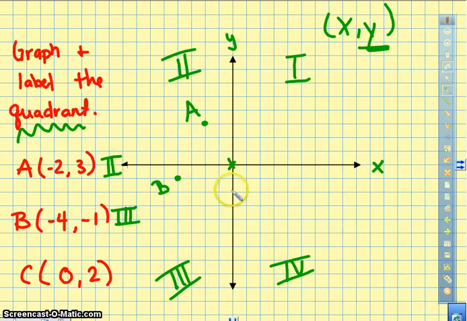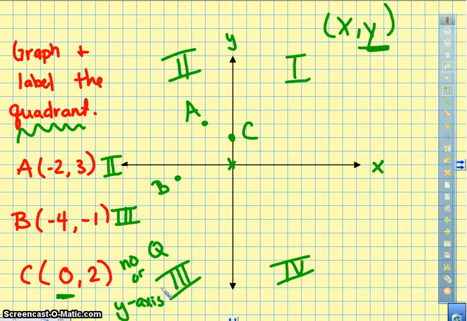Point B lies in the third quadrant. For point C, I start at the origin. Since my x is 0, I do not go right or left. I stay at the origin. And then my y is 2. Since it's positive, I go up 1, 2. It stays right on the y-axis. That's point C. Now remember, any point on the y or x-axis has no quadrant. So you can write no quadrant or tell me what axis it's on. And this is on the y-axis.